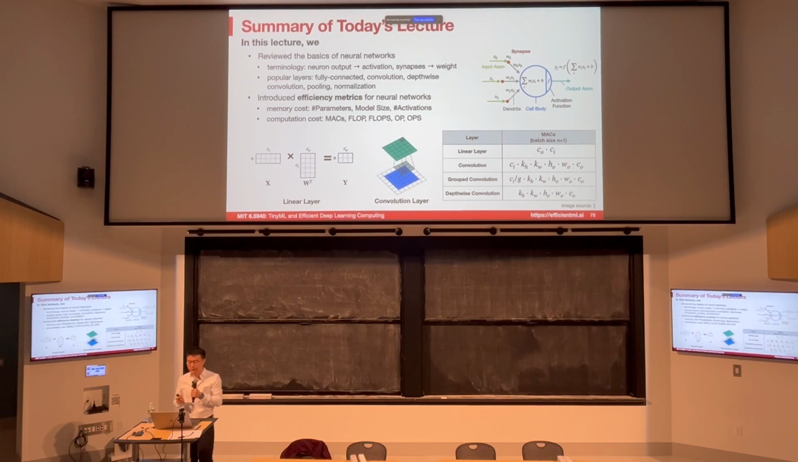Before jumping into the Lab 0 tutorial, let's give a short summary of today's lecture. We reviewed the basics of neural networks: output activation, synapses, weights, and popular layers, including the FC layer, convolution layer, depthwise convolution, pooling, and normalization. We also introduced efficiency metrics: parameters, model size, activations, MAC, FLOP, FLOPS, op, and OPS.